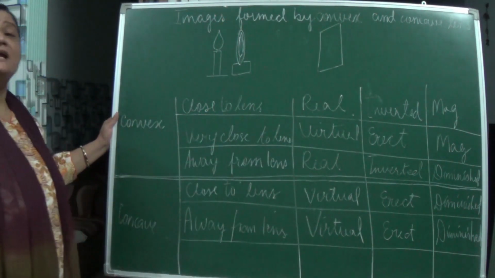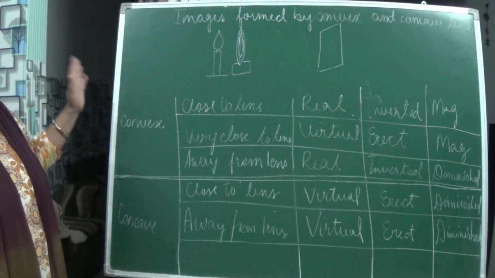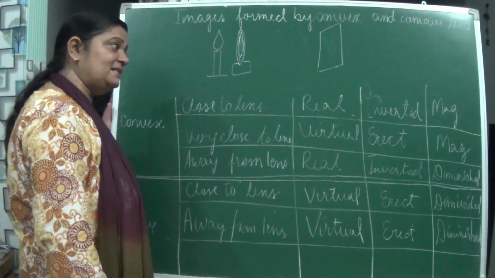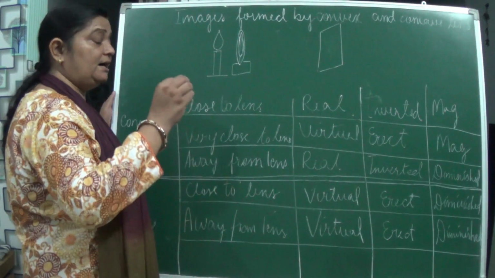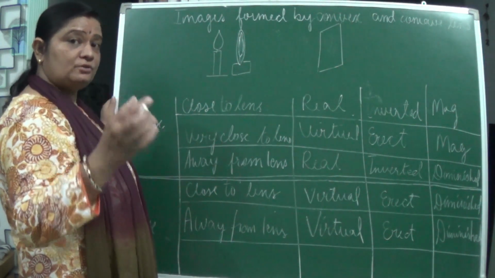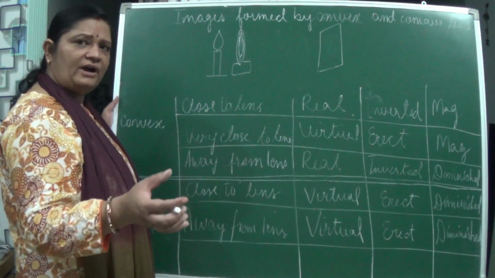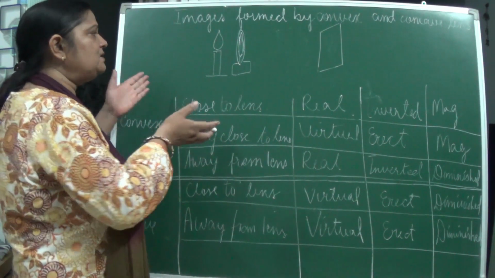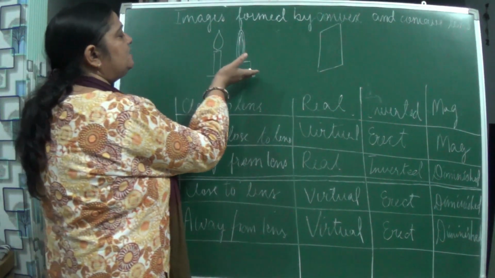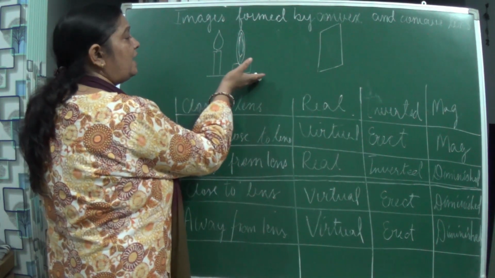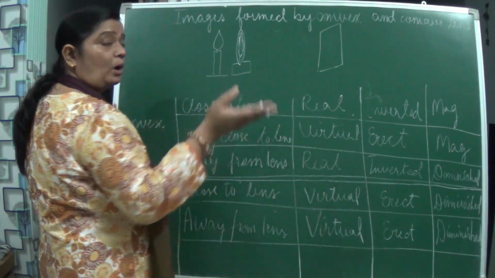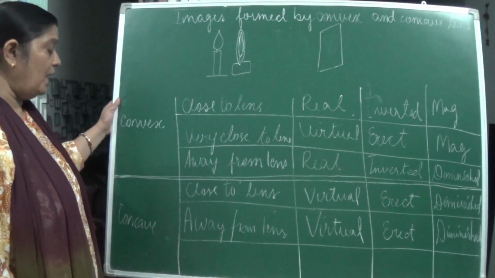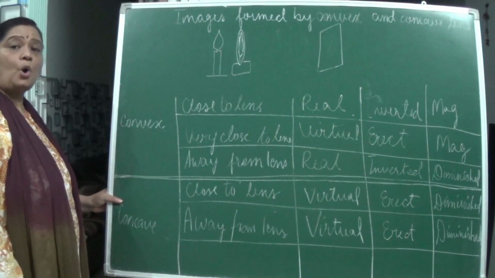Magnified in nature. Okay, so we have seen here that with the help of a convex lens, we can get a real image also, a virtual image also, magnified also, diminished also. So it depends upon what is the distance between the object and the lens in order to form the image.